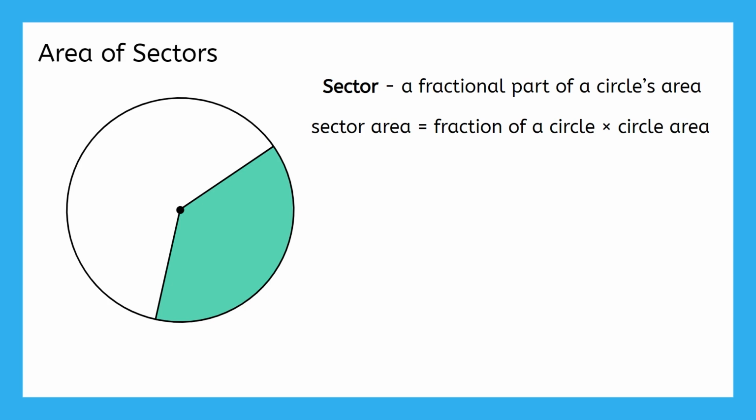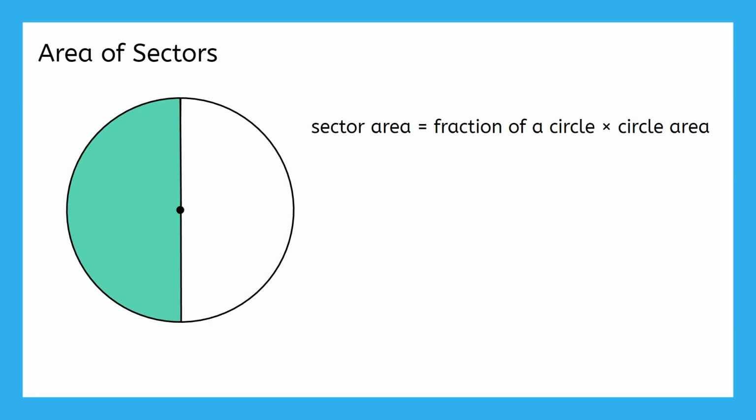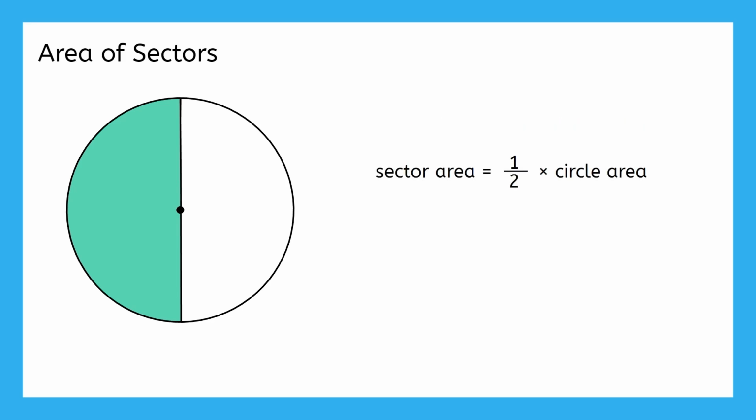The question is, how do we know what fraction of the whole area to take? Some sectors are a bit easier to figure out. For example, this half circle, or semicircle, would be 1/2 of the area of the whole circle. Or this quarter circle. This would be 1/4 of the area of the whole circle.